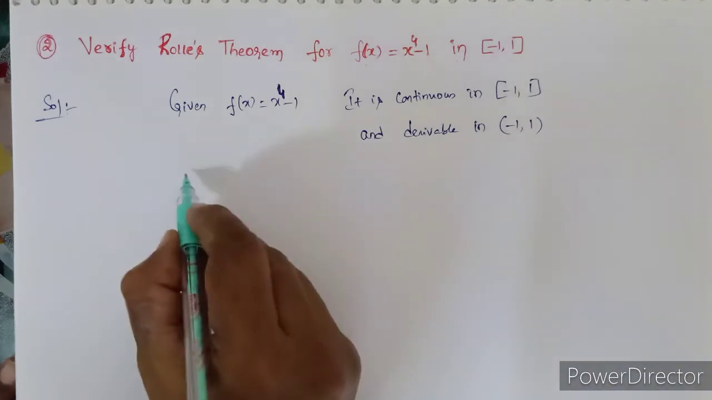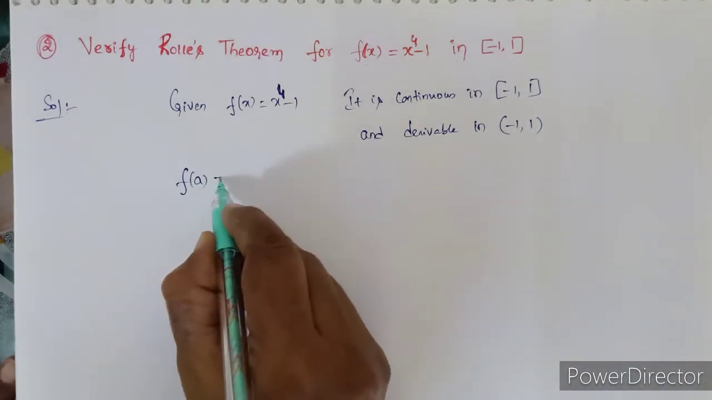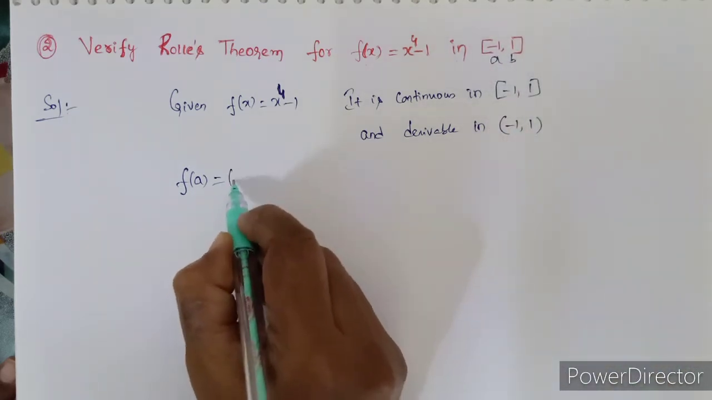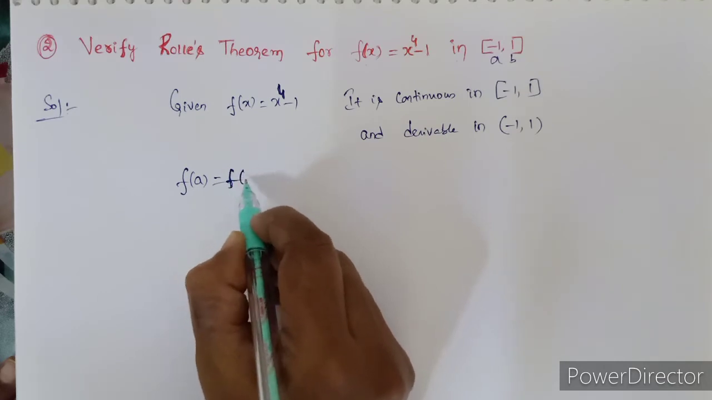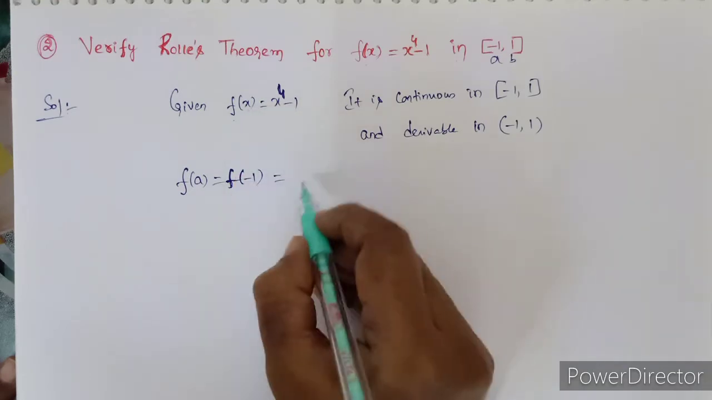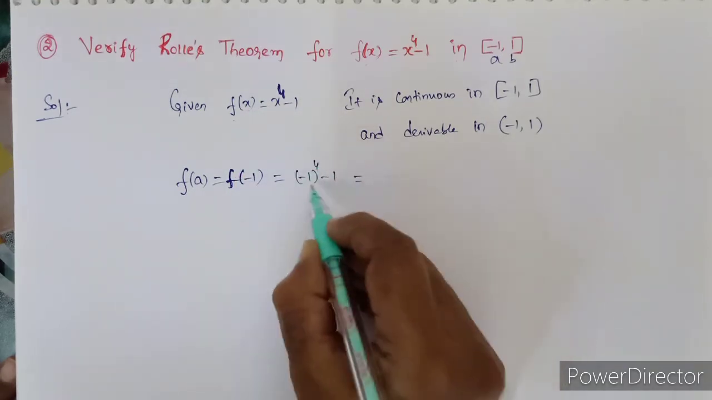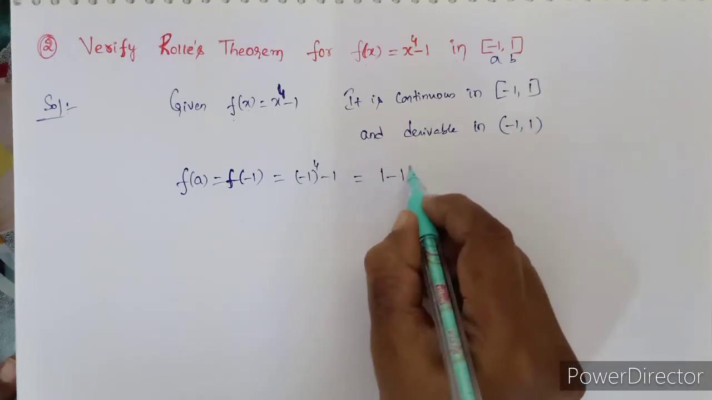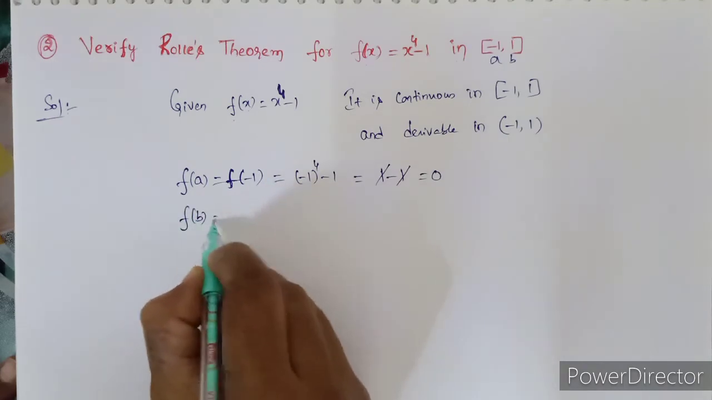Now we shall see the third condition, f of a equal to f of b. First we see f of a. In this interval this is a and this is b. First f of minus 1. F of minus 1 is equal to minus 1 whole power 4 minus 1. That is even power, no? So minus 1 whole power even number is plus 1. 1 minus 1, 0.